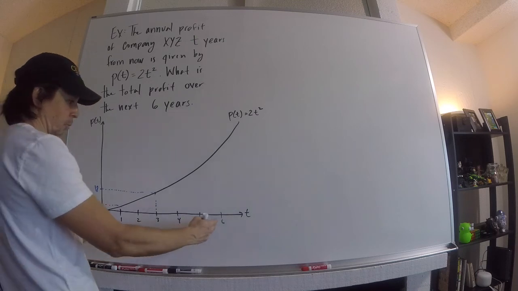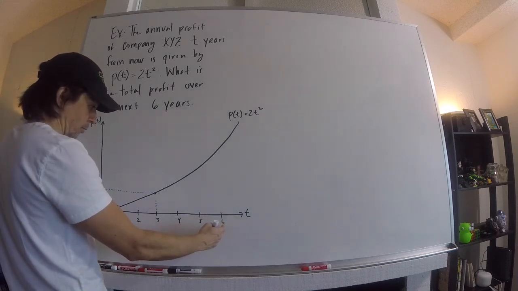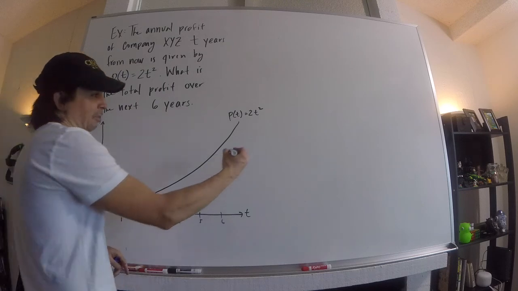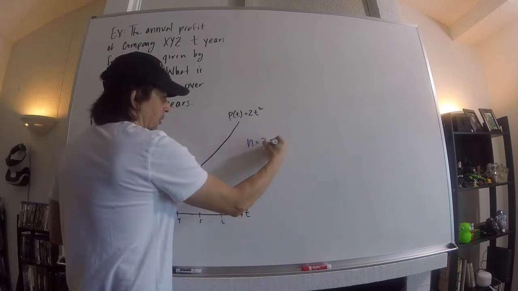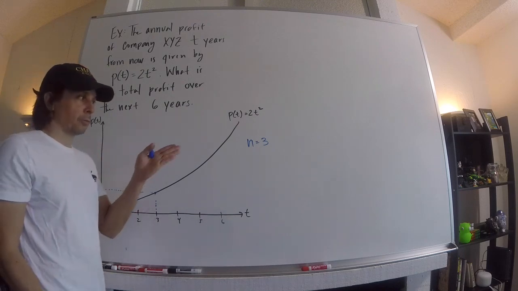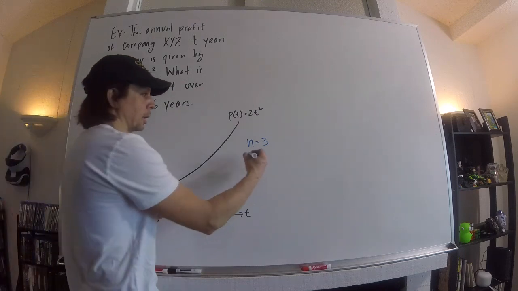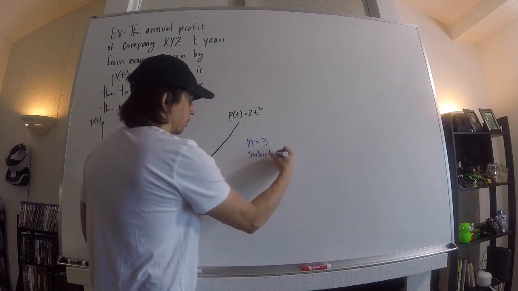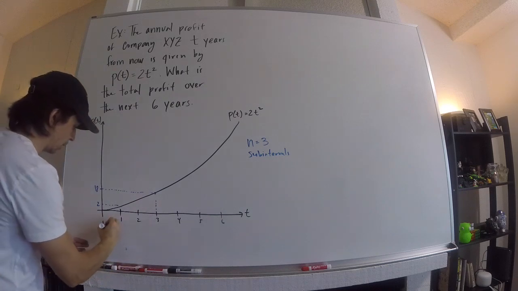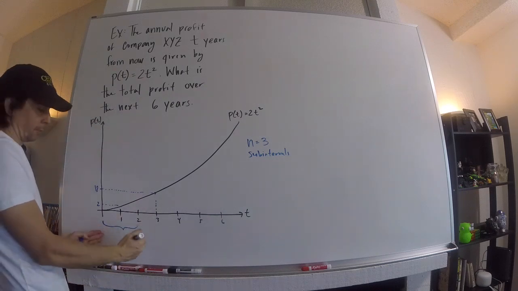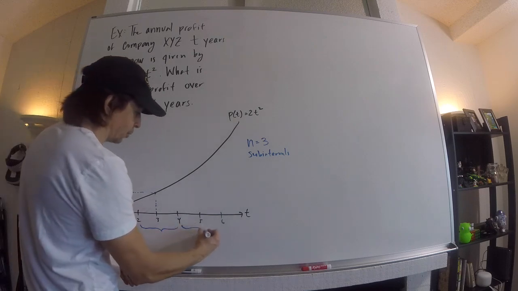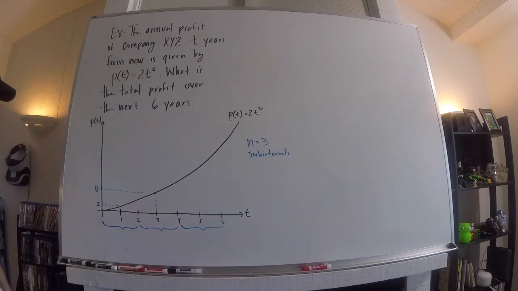So what we're going to do is chop off this interval into what are called sub-intervals, and we can choose however many sub-intervals we want. To start off, I'm going to do very big chunks: 3 sub-intervals of equal length. So I'm going to look at the first 2 years, then the next 2 years from year 2 to year 4, and then the last 2 years from year 4 to year 6.